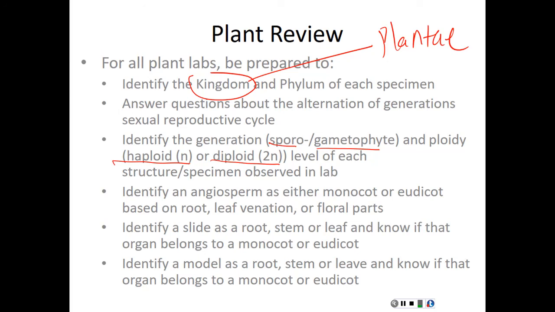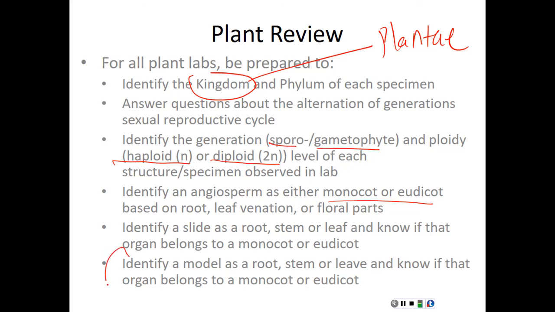When we get into the angiosperms, you need to identify them as either monocots or eudicots based on their root, their leaf venation, or their floral parts. Also, we looked at several slides of roots and stems. You need to be able to identify a slide as a root, a stem, or a leaf, and know whether that organ belongs to a monocot or a eudicot.